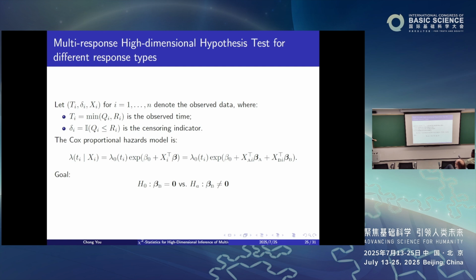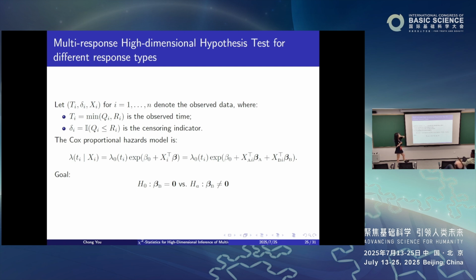Now, the last one, the Cox regression. So to make our work more complete, we have extended our method to survival data. Survival data present unique challenges. That is, your observation will be censored. So it is possible that the observation is stopped before a patient experiences an event. So it is censored data.